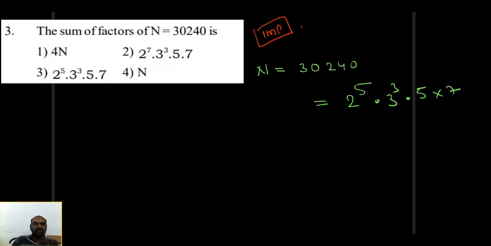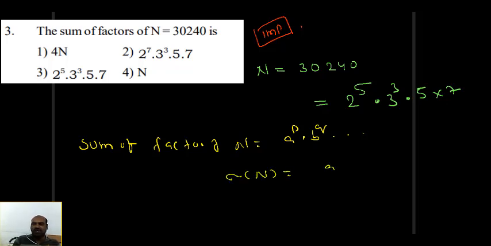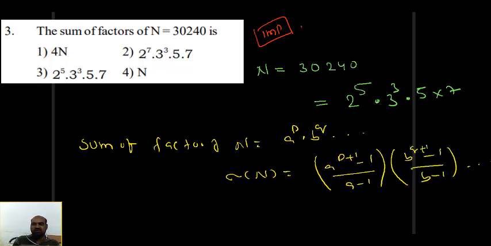Sum of the factors I want, and I have the formula. Sum of the factors of n equal to a power p into b power q and so on. What is the formula? Sigma n is equal to a power p plus 1 minus 1 by a minus 1 into b power q plus 1 minus 1 by b minus 1, and so on. This is the formula. So directly I want to add sigma 30240.